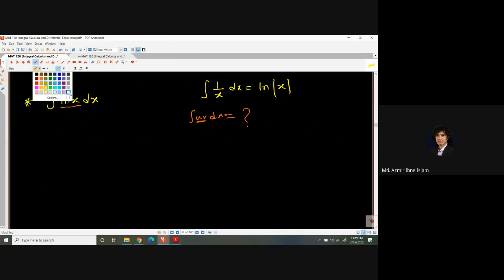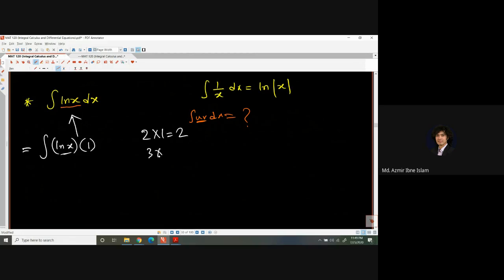I'm trying to show all the steps here, but for now, try to understand that natural log of x with 1, that means if we multiply 1 with this one, things are just the same as before. If we multiply 2 times 1, we will get 2. 3 times 1, we will get 3. So ln x times 1, we will get ln x. So using that concept, we can extend our idea.